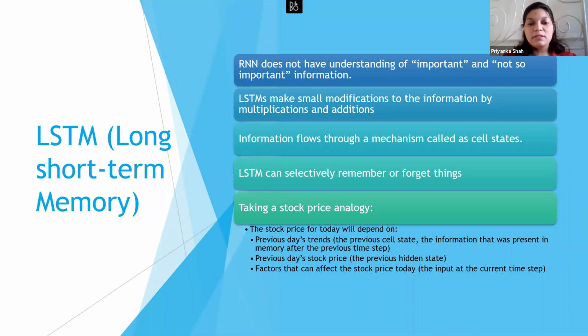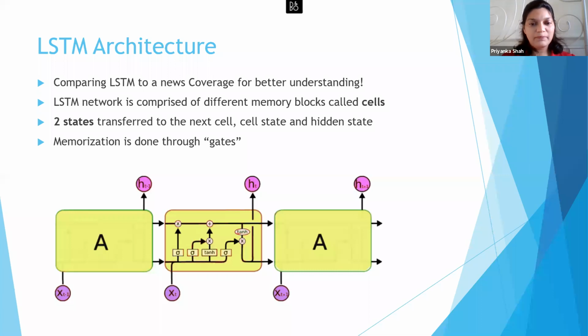When we take a similar stock price analogy, right, the stock price for today will depend on the previous day trends, okay, then the previous day stock price, and also the factors that can affect the stock price today. For example, even though the previous trend was favorable, maybe today there was a political upheaval somewhere in the world that is going to affect my stock price. So not only the current, but also the past and the immediate past, all these things are taken into account by the long short-term memory neural networks.